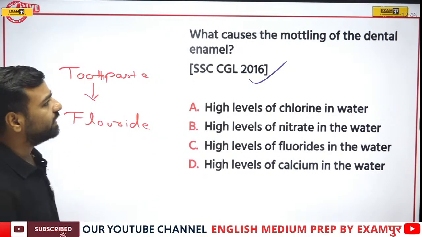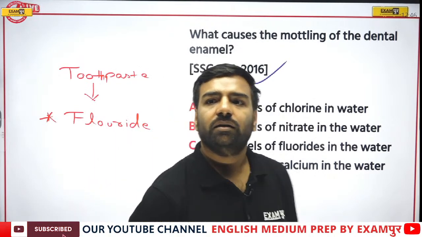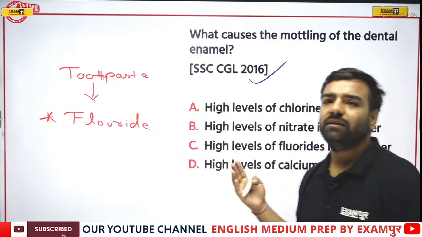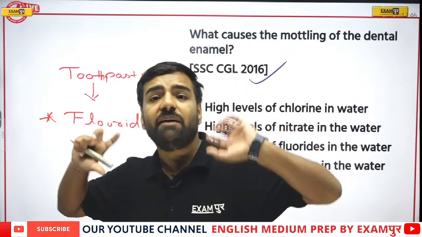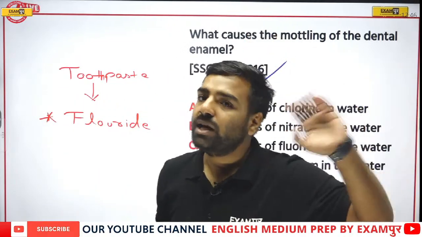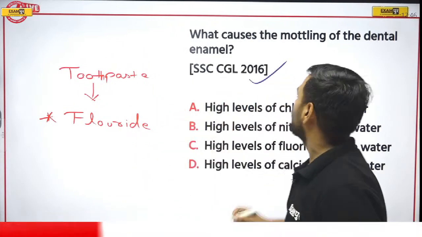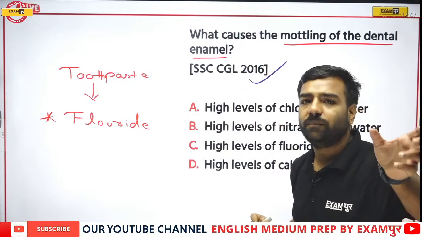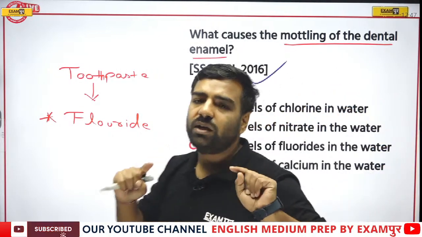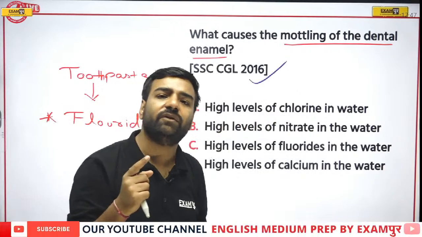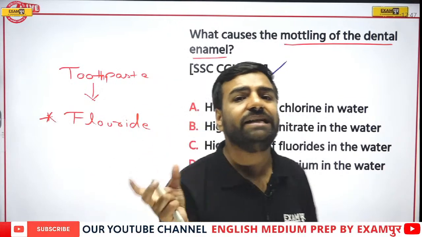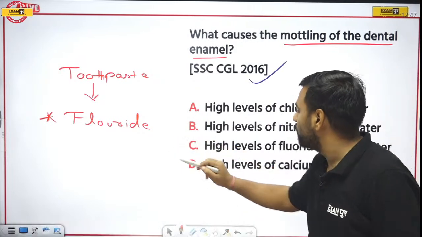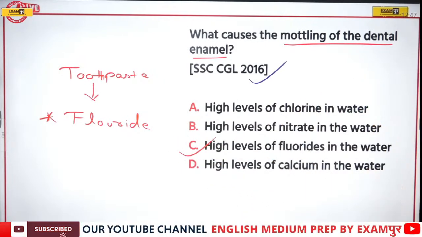But no, Ravindra. High levels of calcium will lead to another thing, that is calcification. We have high amounts of calcium in the body, that is also an issue, but that is a totally different thing. We are talking about the mottling of the dental enamel, that is, we are talking about teeth over here. Correct? Remember, enamel was the one covering the teeth for their safety. Now this mottling is there in this enamel. So because of the presence of high levels of fluoride, they actually do what?